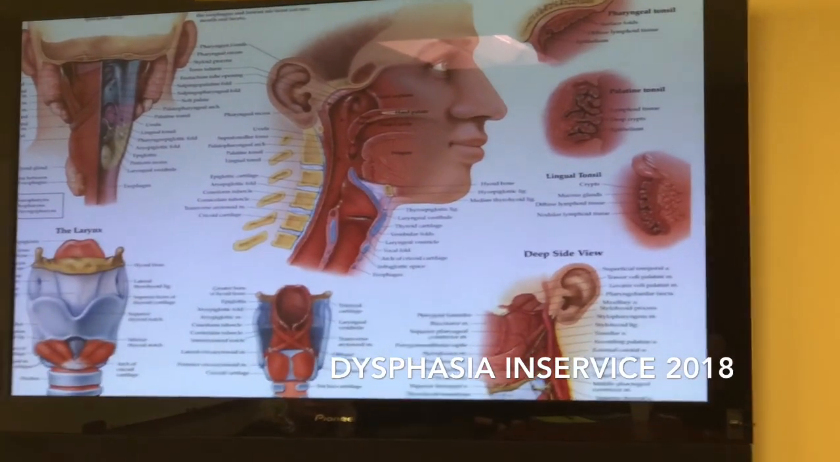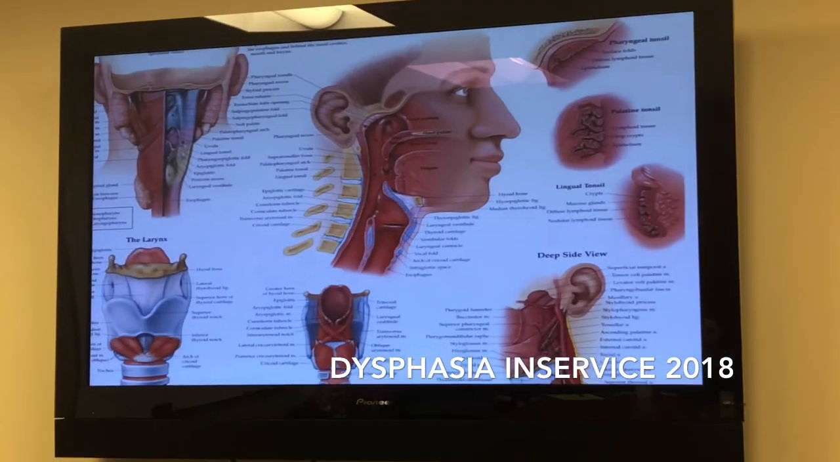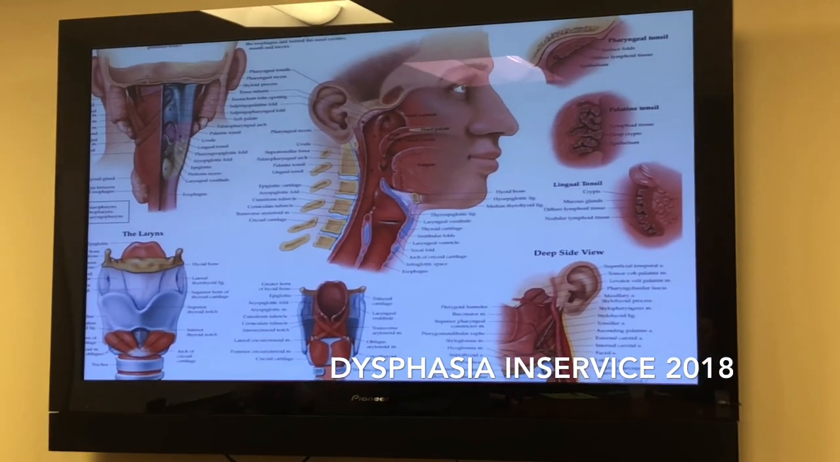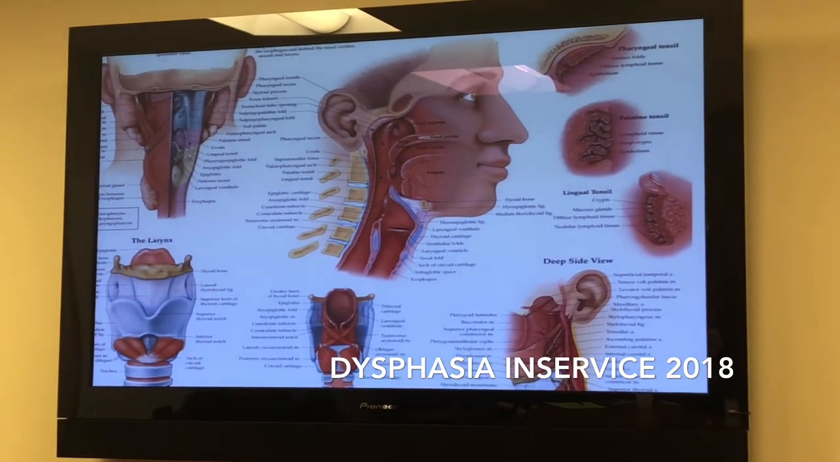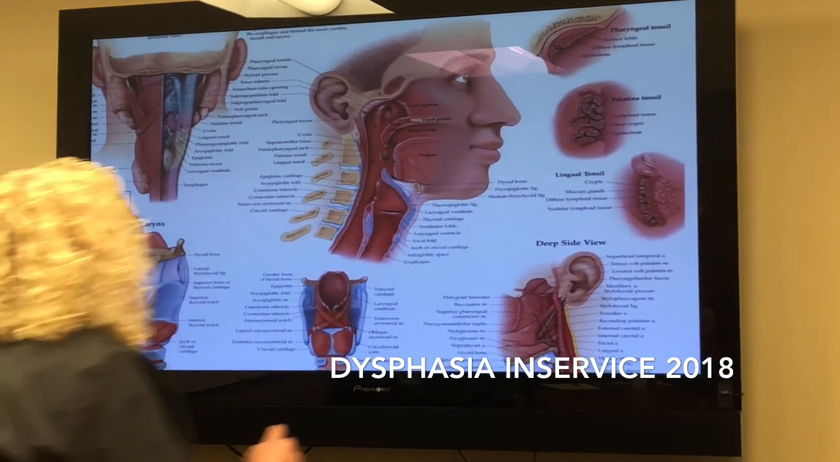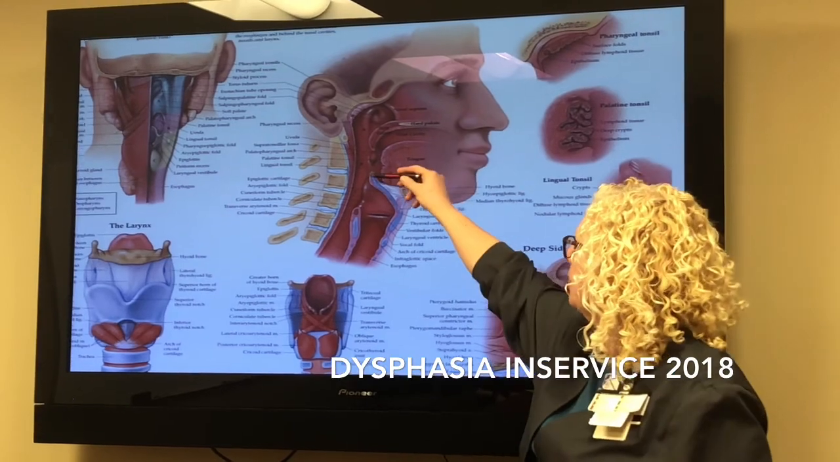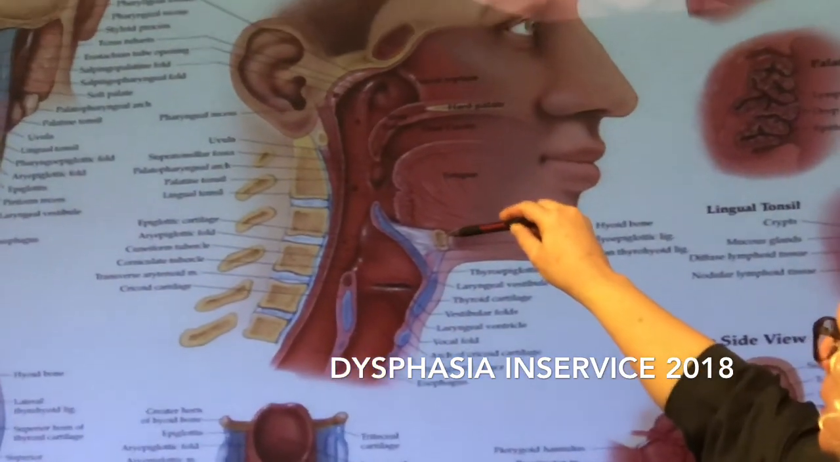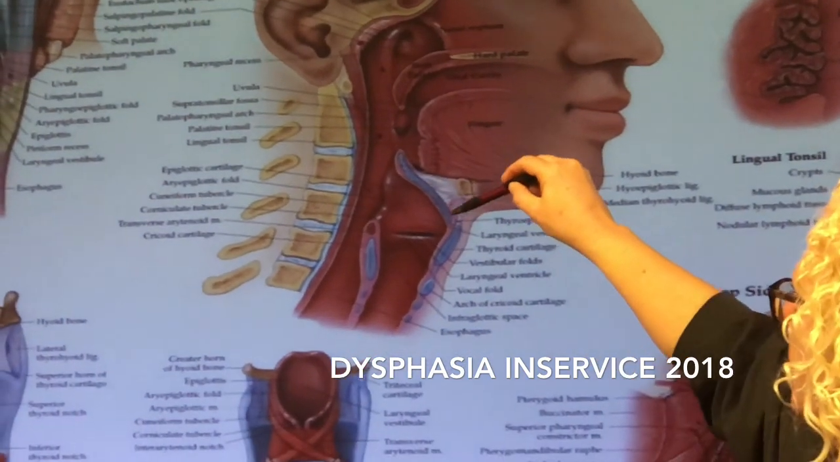Here's a picture of the anatomy of the swallow. Bob, I'm going to walk up there and point out a few things. Okay. So this right here is your airway. This is your hyoid. This is your epiglottis right here.